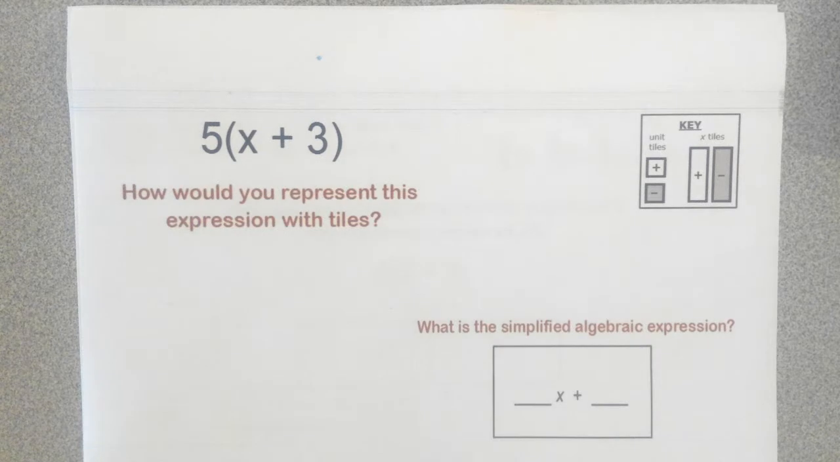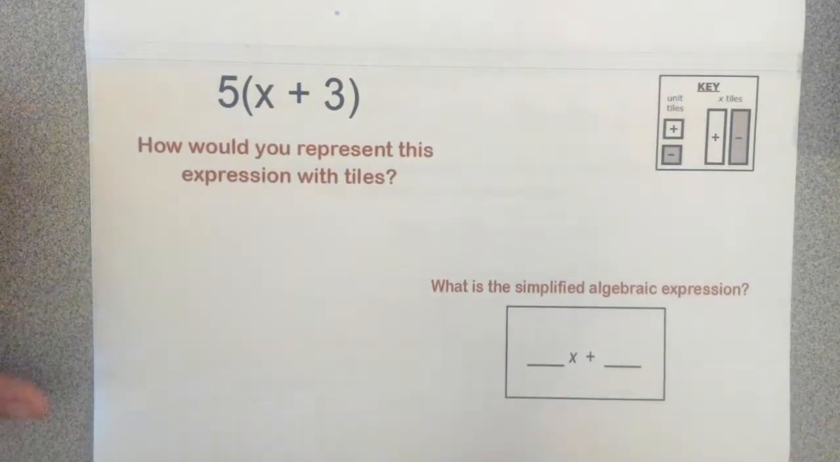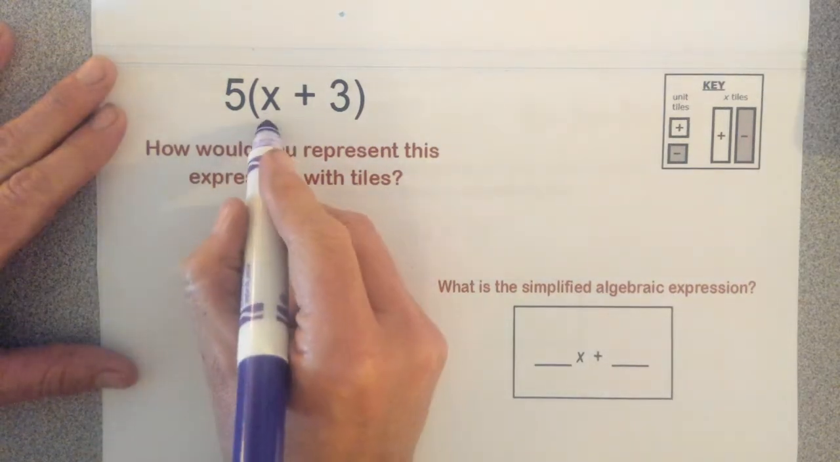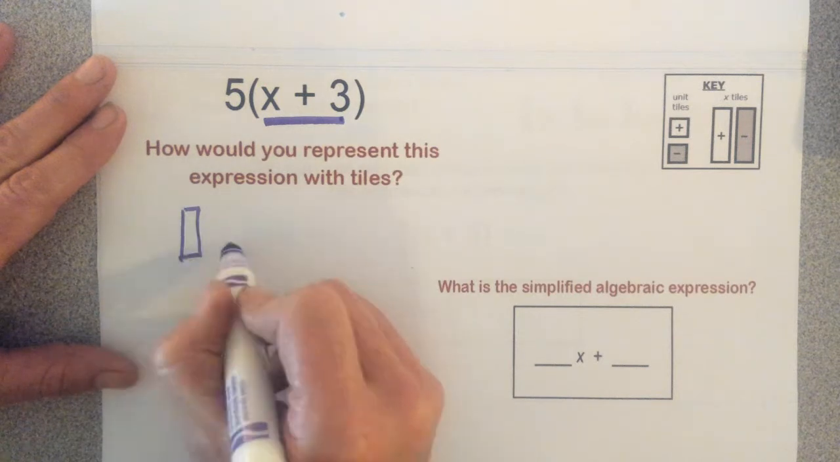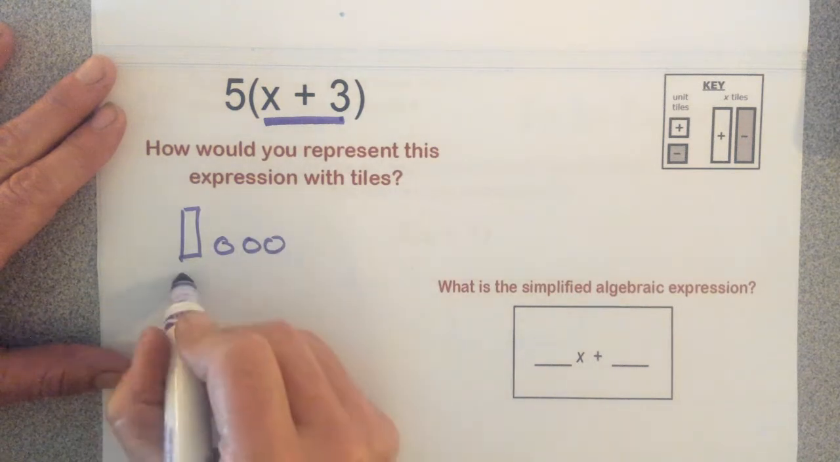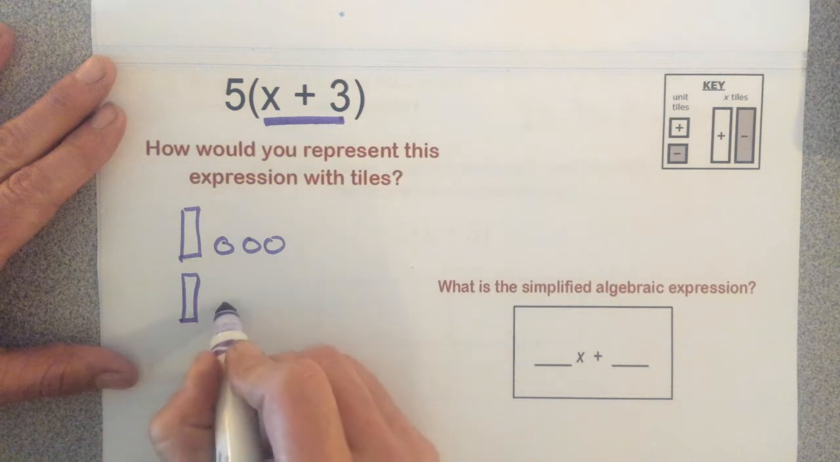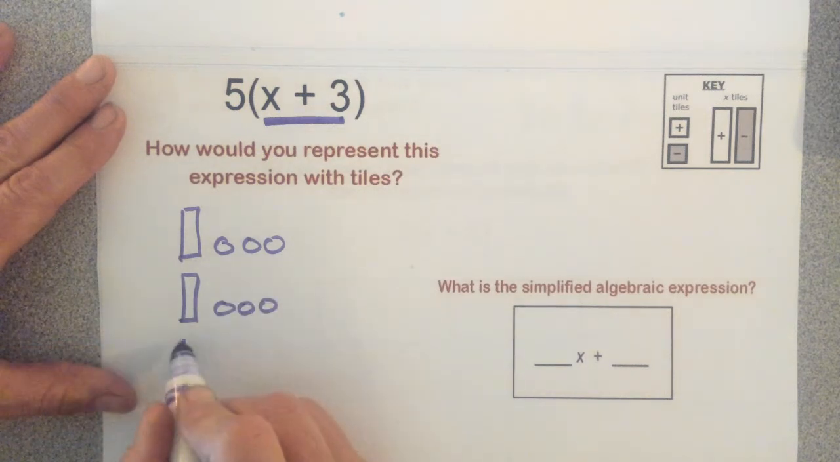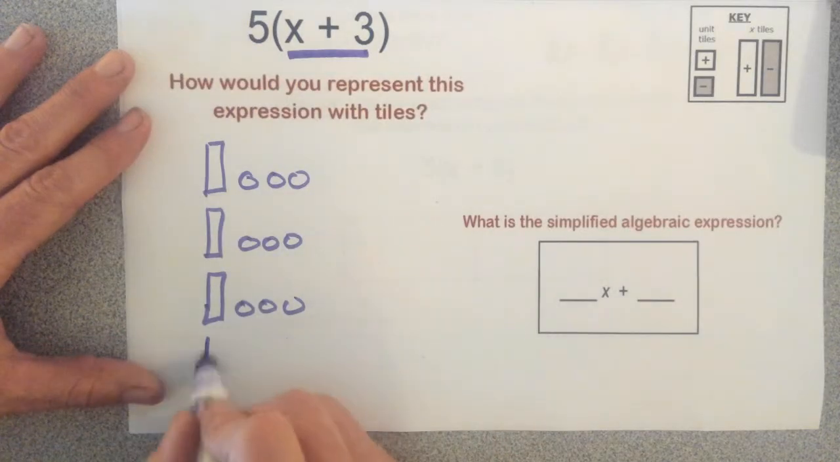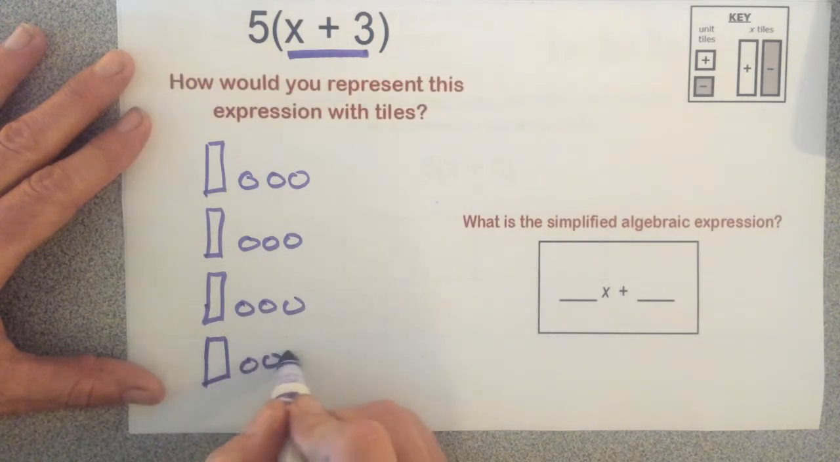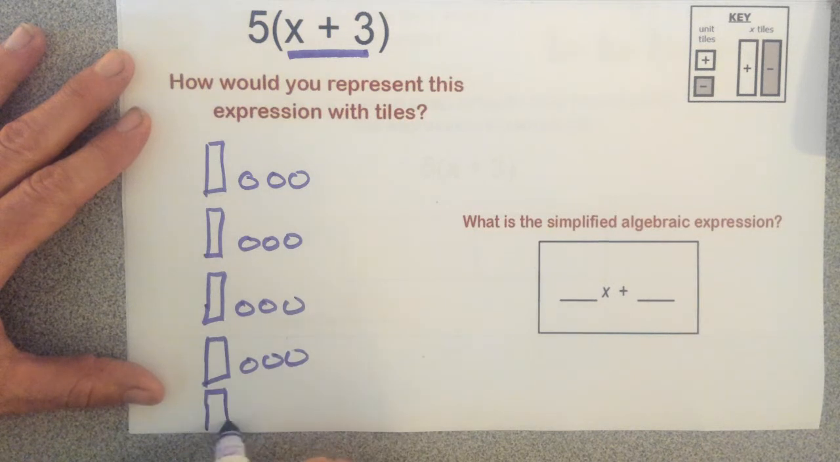5 groups with an X and a plus 3 in each group. How would I represent this with tiles? Well, I need 5 groups, and inside each group I need an X and a plus 3. So here's an X, and a 1, 2, 3, and another X, and a 1, 2, 3, and another X, and a 1, 2, 3, and another X, and a 1, 2, 3, and one more X gives us 5, and 1, excuse me, 2, 3.